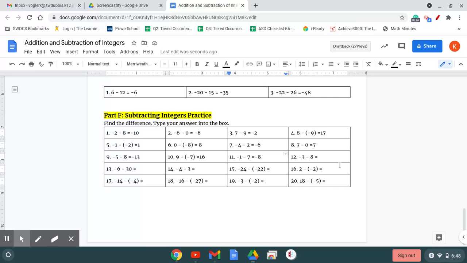Number 12, try it on your own. Okay, this was the same as the one before, same sign. Keep that negative sign and add. 3 plus 8 is 11. So negative 3 minus 8 is negative 11. 13, same thing, negative, negative. Same sign, keep that sign and add. 6 and 30 is 36.